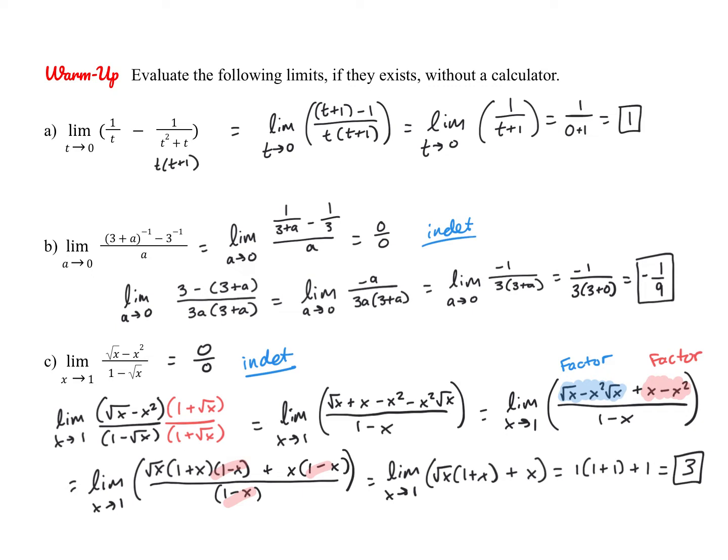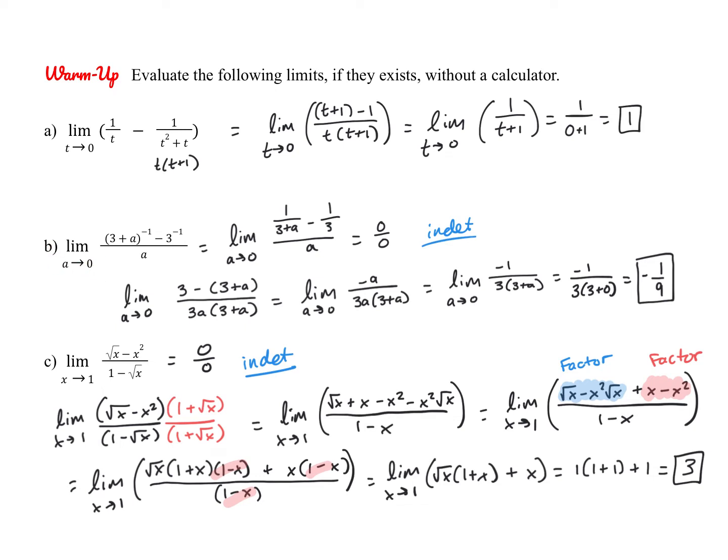So for part A, what you can do is combine the two rational expressions into a single one, and then when you simplify, you are left with finding the limit as t approaches 0 of 1 over t plus 1, which you can just use direct substitution to get the limit of 1.